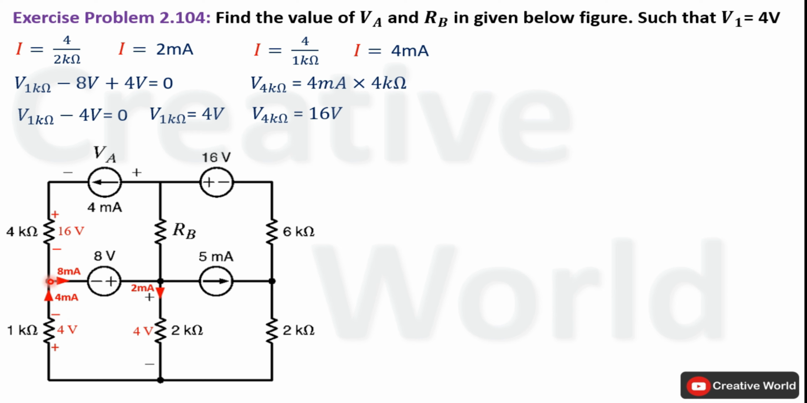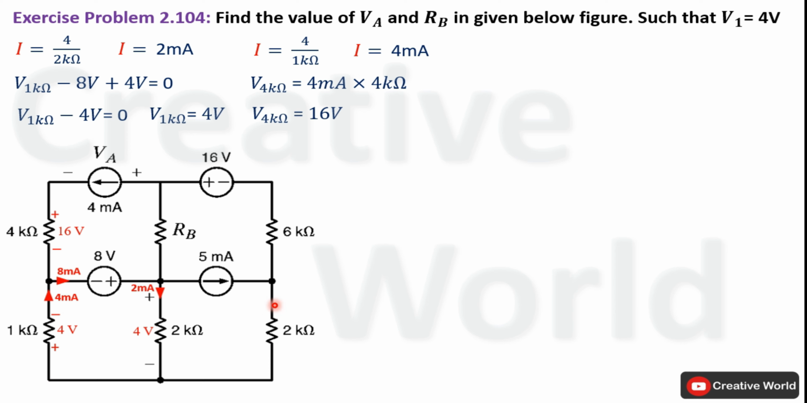So their accumulative current, that will be equal to 8 milliampere, will be leaving from this node through this branch. Similarly, current leaving from this node is 4 milliampere while the current entering is 2 milliampere. So 2 milliampere current should enter from this branch in order to leave 4 milliampere current from this node.